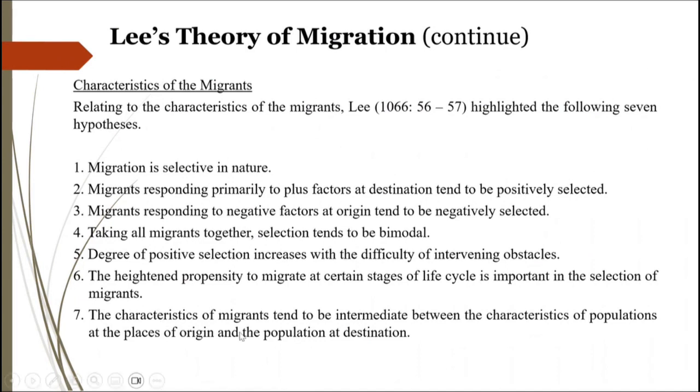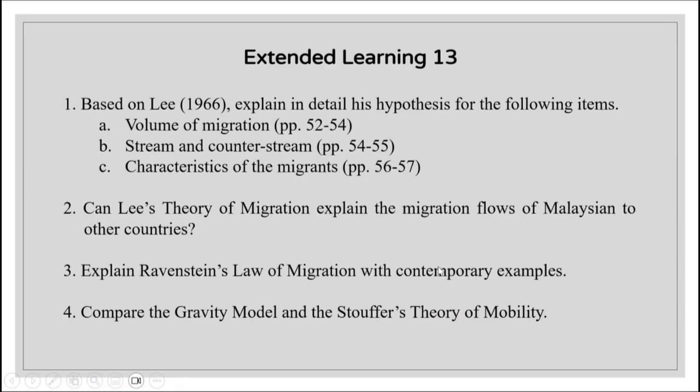The characteristics of migrants tend to be intermediate between the characteristics of the population at the place of origin and the population at the destination. So all these are the theories of migration.